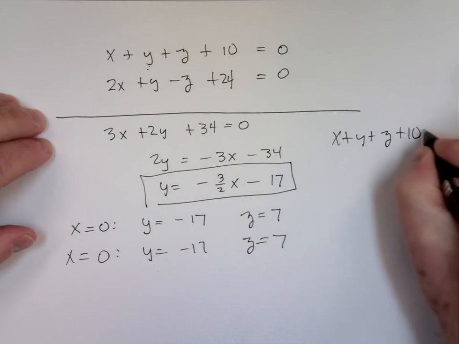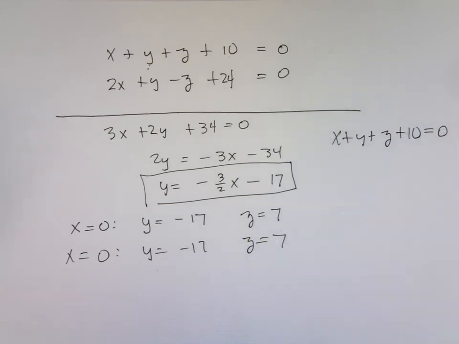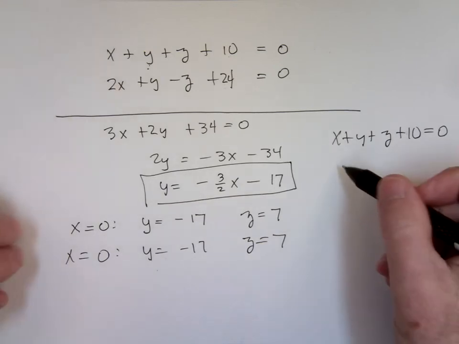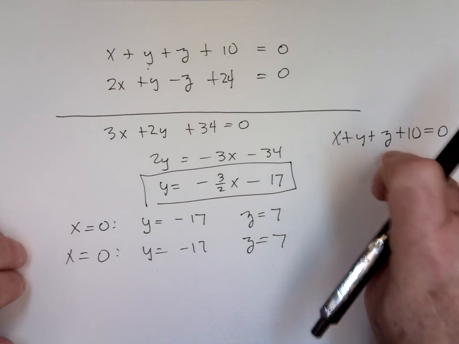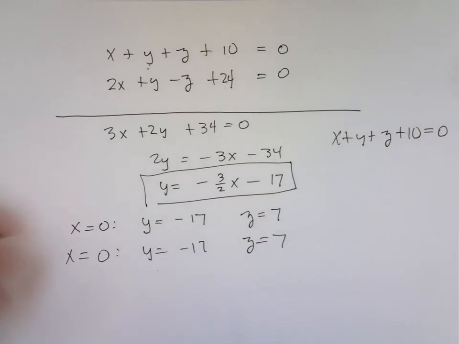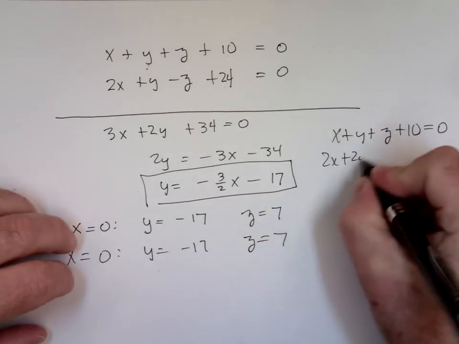Now, how can it be parallel? It can be parallel if it has the same normal, or the normal is a constant multiple of the other. In other words, the normals are parallel to each other. So what would be the equation of another plane parallel to this plane? 2x plus 2y plus 3. Perfect.